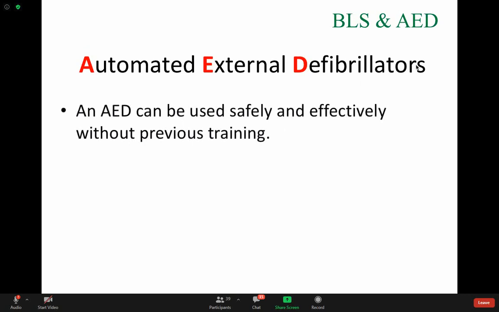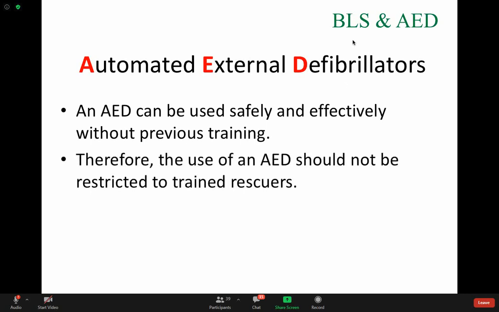An AED can be used safely and effectively without previous training. And most of the people who use the AED are actually laypersons who are not working in the healthcare field. Therefore, the use of AED should not be restricted to trained rescuers. So anybody can use the AED as long as they are familiar with it.